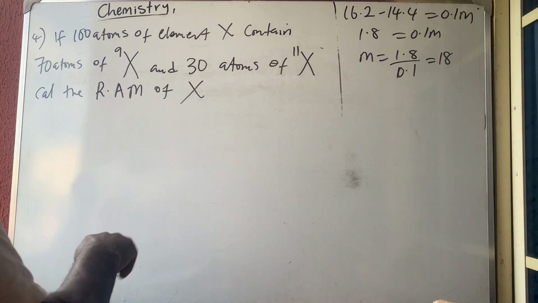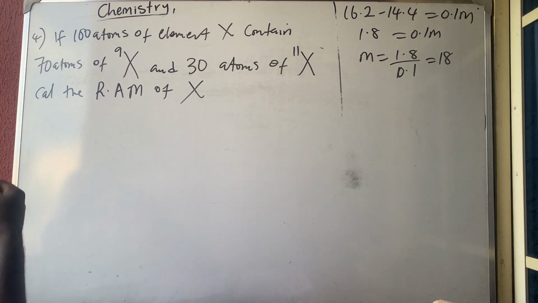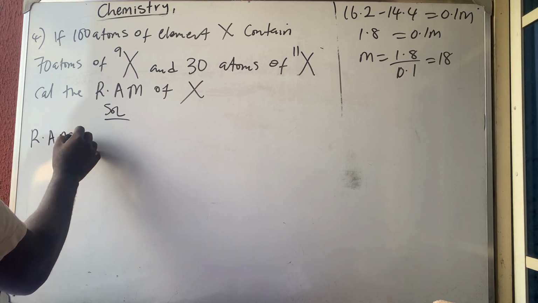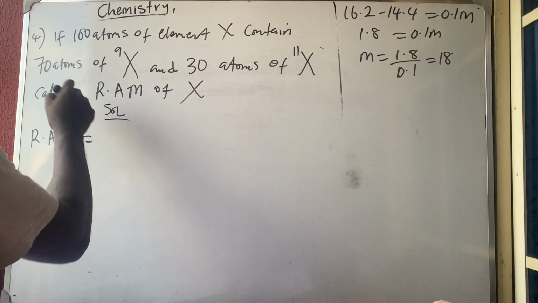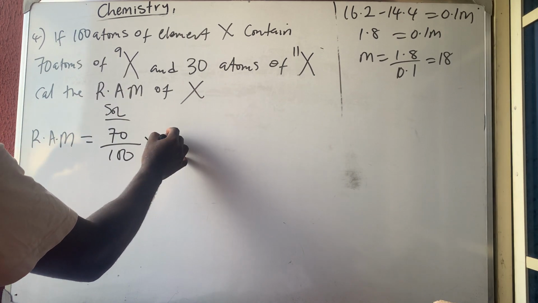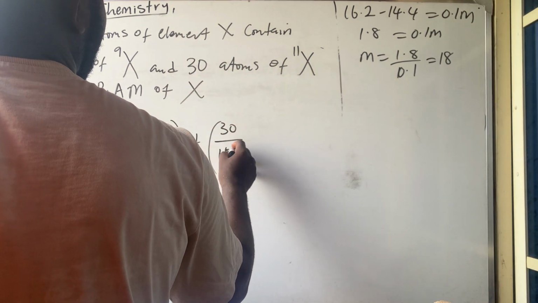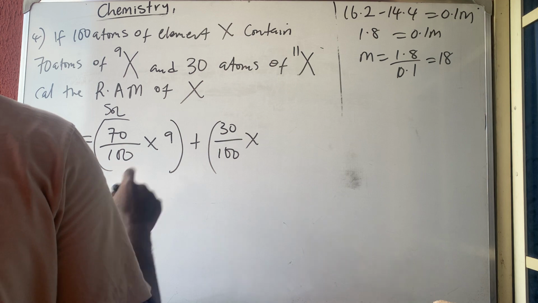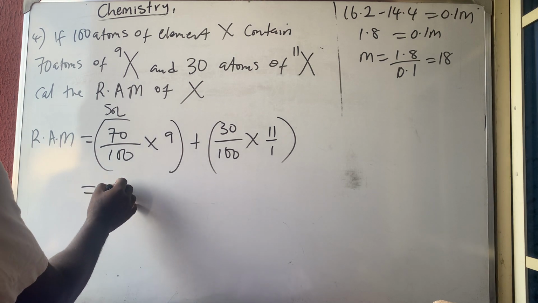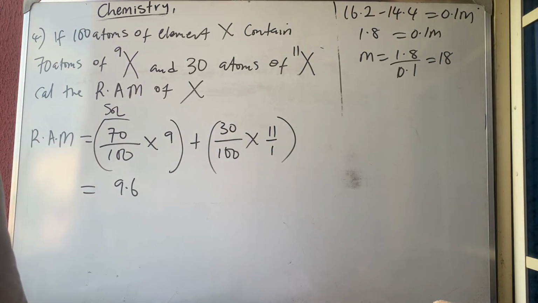Okay? This is a very simple question. So how do we get that now? It's very simple. Solution. Don't forget, the relative atomic mass is simply what? The number of atoms here is 70, all over the total number of atoms, which is 100, times the mass number, which is 9, for the first one, plus, for the second one, you have 30 over the total 100, times 11. Okay? So, if you do that, everything will give you 9.6. So, the relative atomic mass there is 9.6.